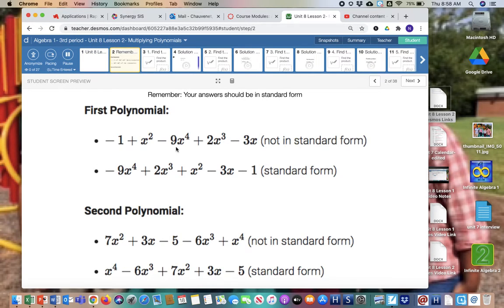So remember, first, we always want to write it in standard form, right? So this polynomial is not in standard form. It's not from the highest to lowest exponent, whereas this one is. The exponents go 4, 3, 2, 1, and then 0. Same thing here. So this is not in standard form. The exponents are not in order, whereas here they are 4, 3, 2, 1, 0. So just make sure your answers are written in standard form.